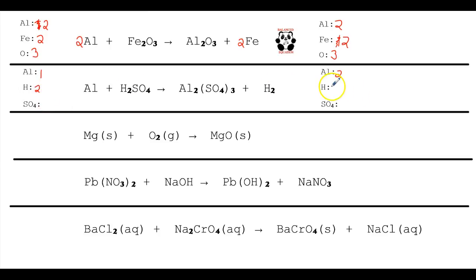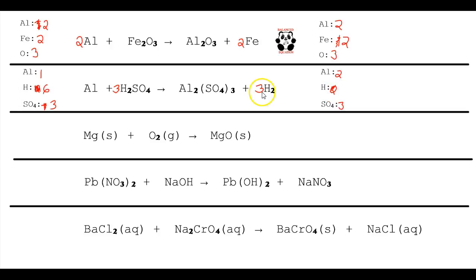Next one down here, I'm going to first fill out what I have left and right, just a nice way of comparing. I can see 1, 2, 1 on the left, 2, 2, 3 on the right. First thing I'm going to do right here is put a coefficient in front of this because I have 1 sulfate on the left, 3 on the right, so I might as well do that. That, of course, is going to bring my hydrogens up to 6, but my sulfates are now balanced. So that's good. Sulfates are good.